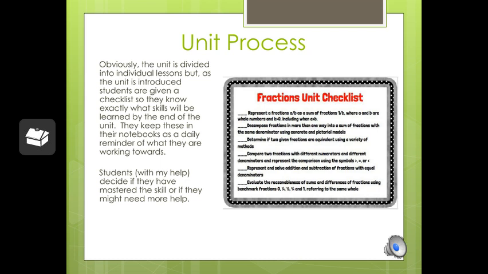Students, with my help, decide if they've mastered or if they might need more help. If they need more help, either by their choice or mine, students are invited to come during lunchtime, or they come during intervention time, or they stay after school for more help to ensure mastery.